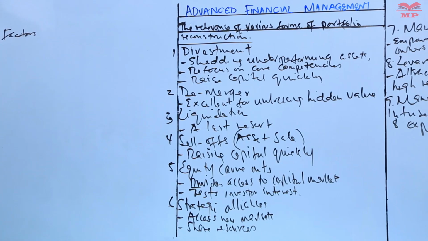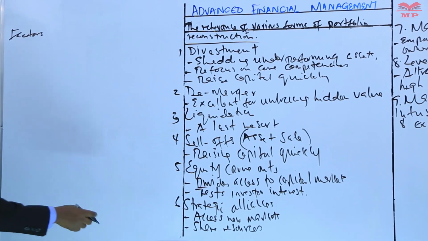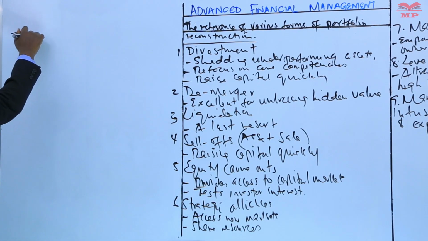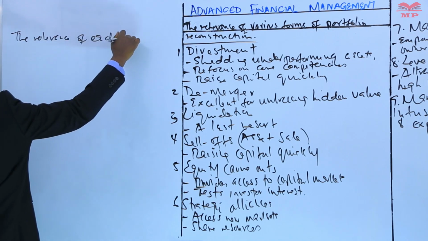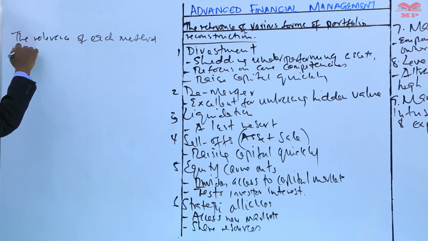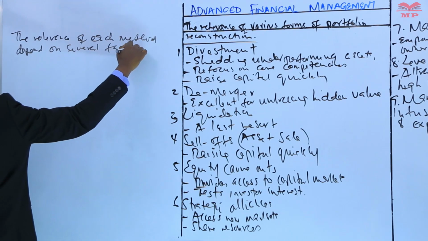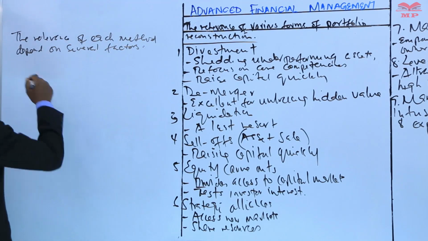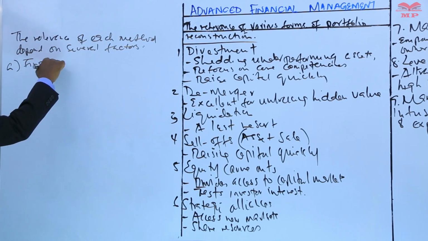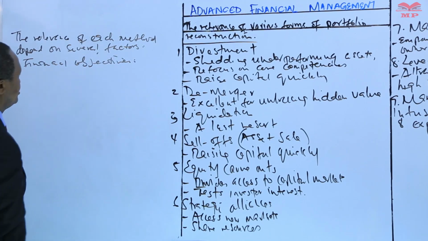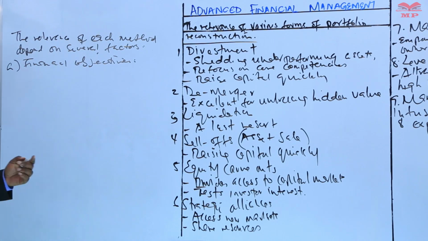I'm saying that the relevance of each method depends on several factors. One factor I've mentioned is financial objectives. Financial objectives, and I've mentioned profitability, increasing shareholder wealth, reducing debt. Those are financial objectives. Whether the company aims to raise capital, improve profitability, reduce debt, or even maximize shareholder value.